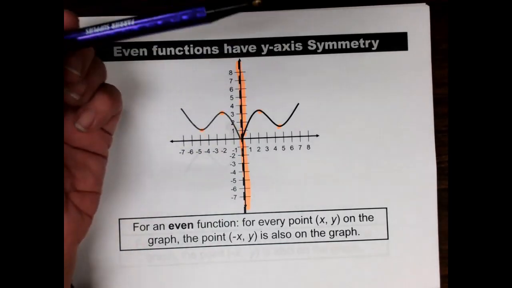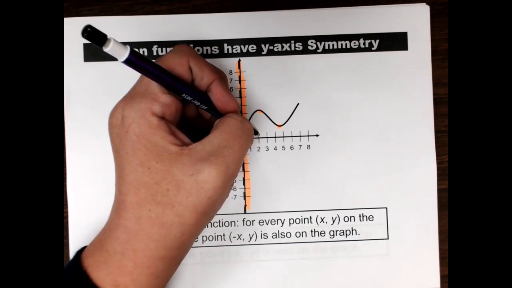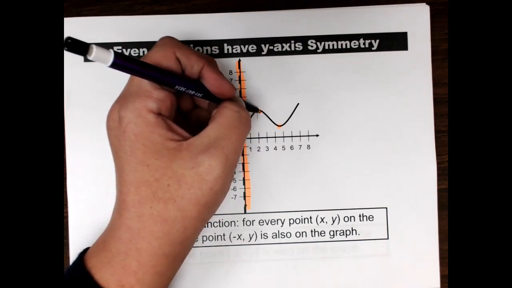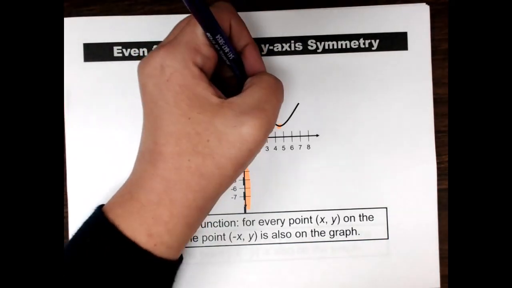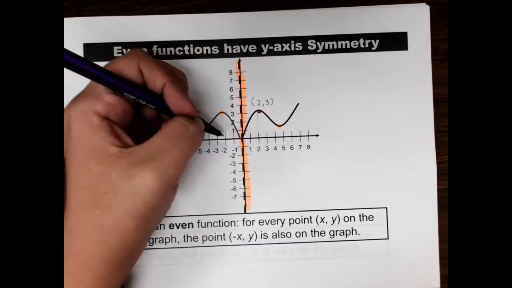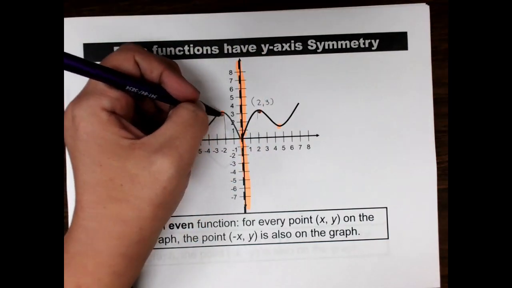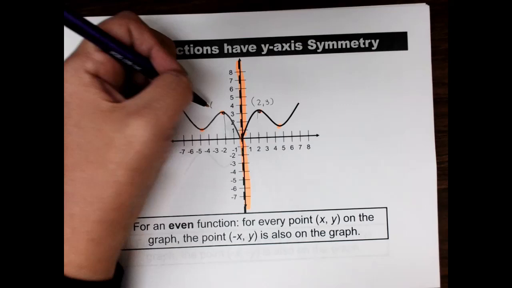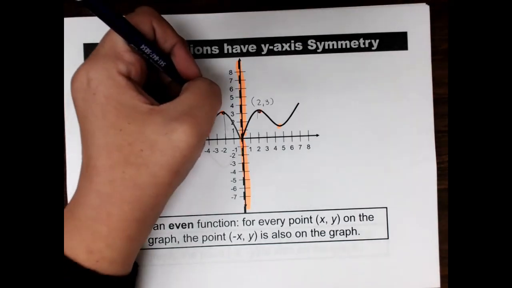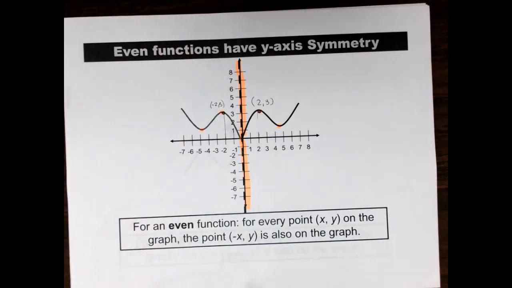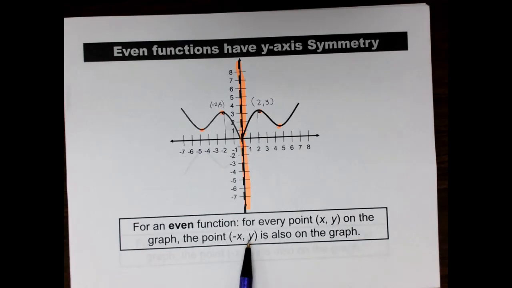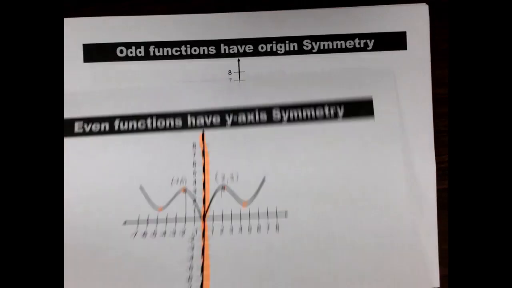Say for instance, if I were to go straight up here to the point, it looks like (2, 3), then I could follow this up and find a similar point here, but instead of it being positive 2, it's negative 2, 3. So that's what they're talking about with this rule here, where it becomes (negative x, y).